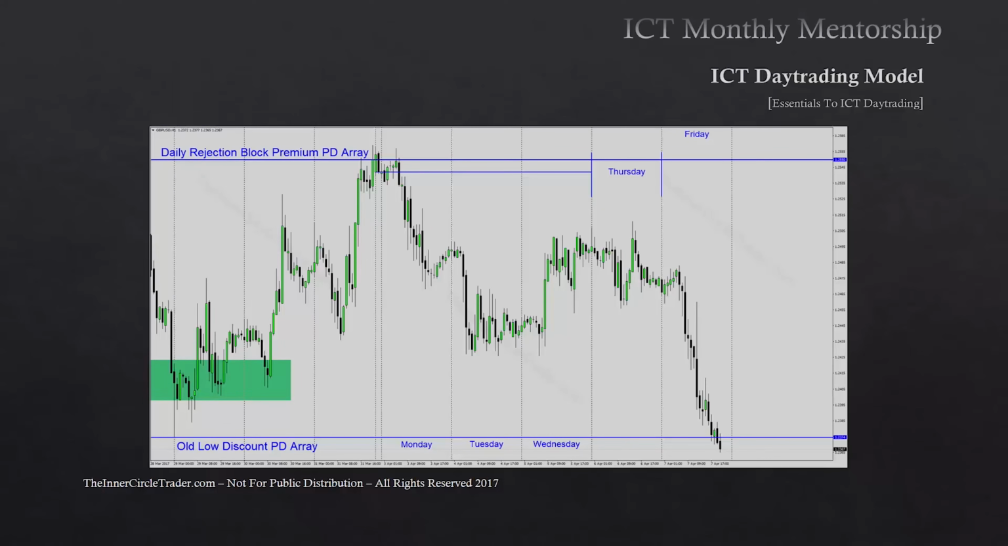You can see that we had that daily rejection block, premium PD array, traded to and above the opening price on Sunday, and price started trading softer right away on Monday, trading lower. Now on Tuesday, okay, we had a sell off right after the transition from Monday into Tuesday. It sold off, then went in consolidation, and that consolidation continued all the way into the London Open for Wednesday, and then price rallied again.